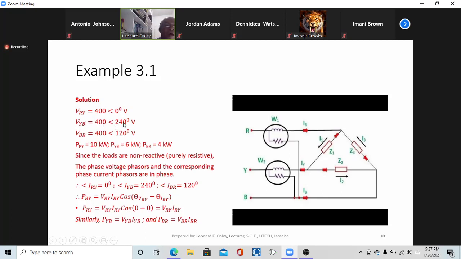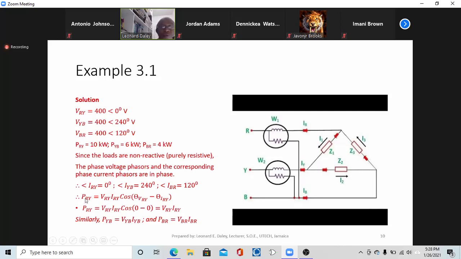VYB would be at angle 240 and VBR at angle 120. And just as we found out last week, since the loads are non-reactive or purely resistive, we know that the phase currents would be in phase with the phase voltage. So this is what this is saying. The angle for IRY would be equal to 0. The angle for IYB would be at 240. And the angle for IBR would be 120 degrees. Since the system is balanced, we basically can use one phase.